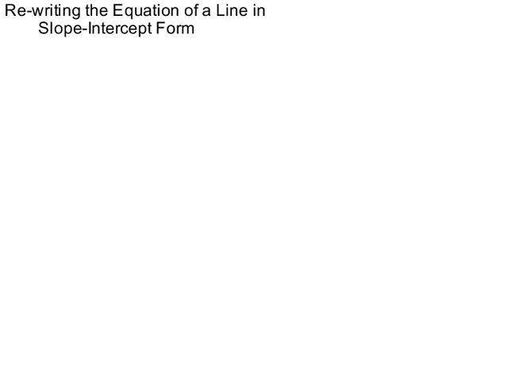Let's take a look at how to rewrite the equation of a line in slope-intercept form. Let me first remind you what slope-intercept form is. Slope-intercept form of a line is y equals mx plus b, where b gives you the y-intercept, m is the slope, and x and y are both variables.